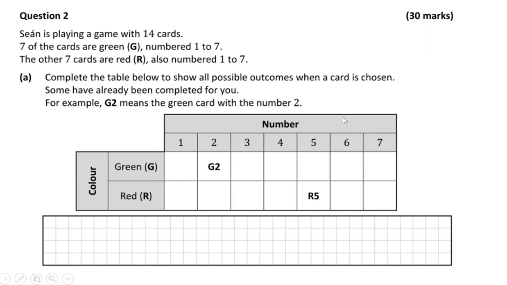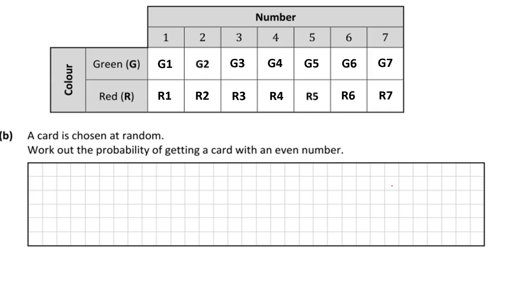So the first question here, I'm hoping people will be able to fill in: you could get a green card and a 2, a green and a 1, a green and a 3, a green and a 4, a green and a 5, a green and a 6, a green and a 7, and you can't do that any quicker. Red and a 1, red 2, red 3, red 4, red 5, red 6, red 7. Absolutely giving away marks there in that question. So I have the table nicely done here anyway.